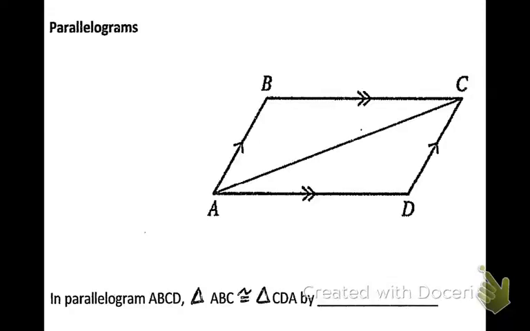In a parallelogram ABCD, triangle ABC is congruent to triangle CDA by what? Which shortcut could we use to say that those two triangles are congruent?